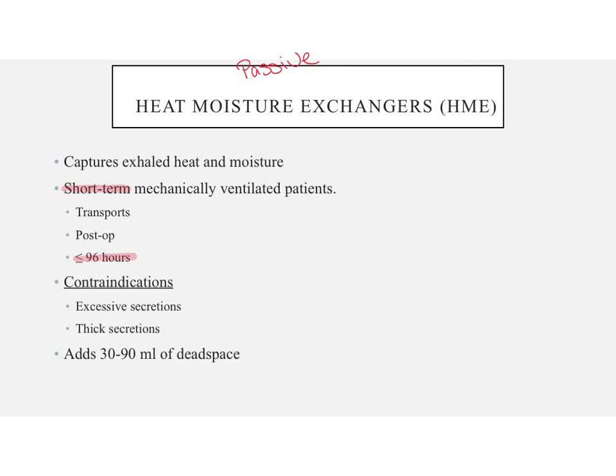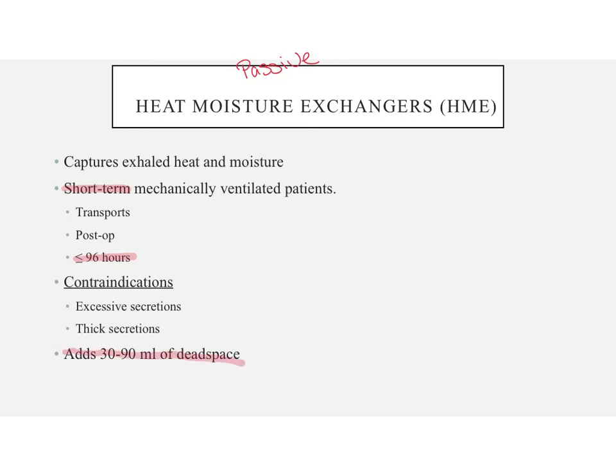So it is contraindicated for patients with excessive secretions, extra thick secretions, if they have very large tidal volumes, or if they have hypothermia, because then their core body temperature is low anyway. And so we want to add that heat to help bring their core temperature up. So always know your contraindications and your indications. This is going to add 30 to 90 mLs of dead space.